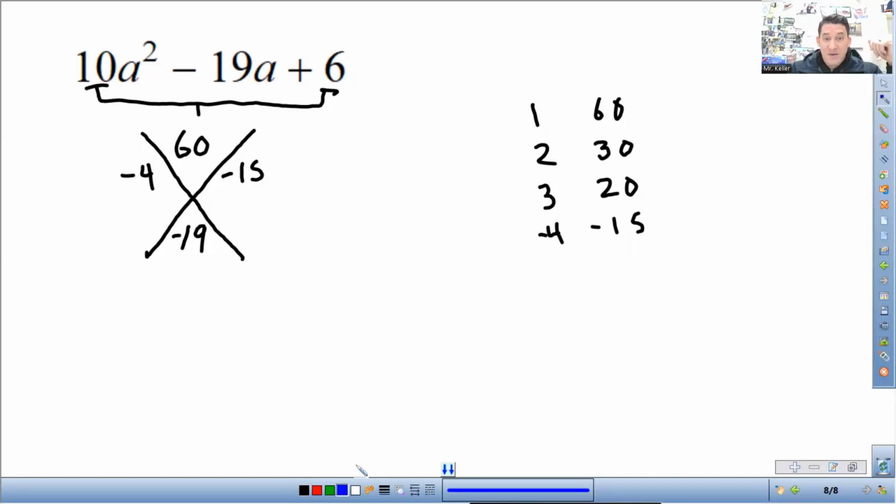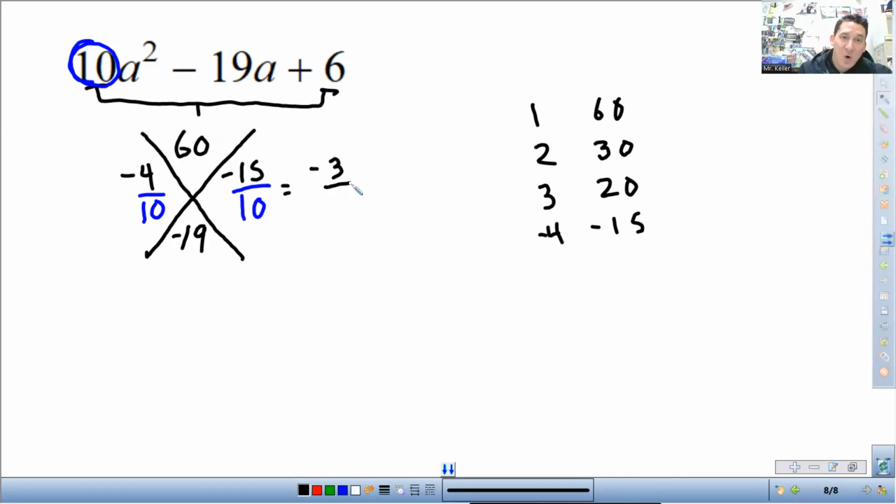All right. If I don't want to do all the factoring by grouping, since I multiplied by the 10 in front to get this top number, I need to divide that 10 back out. So I'm going to divide the sides by the first number. And then I'm going to reduce the fractions. So negative 15 over 10, those each divide by 5. That's going to be negative 3 over 2. And then here, negative 4 over 10, I can reduce that. That's going to be negative 2 over 5.